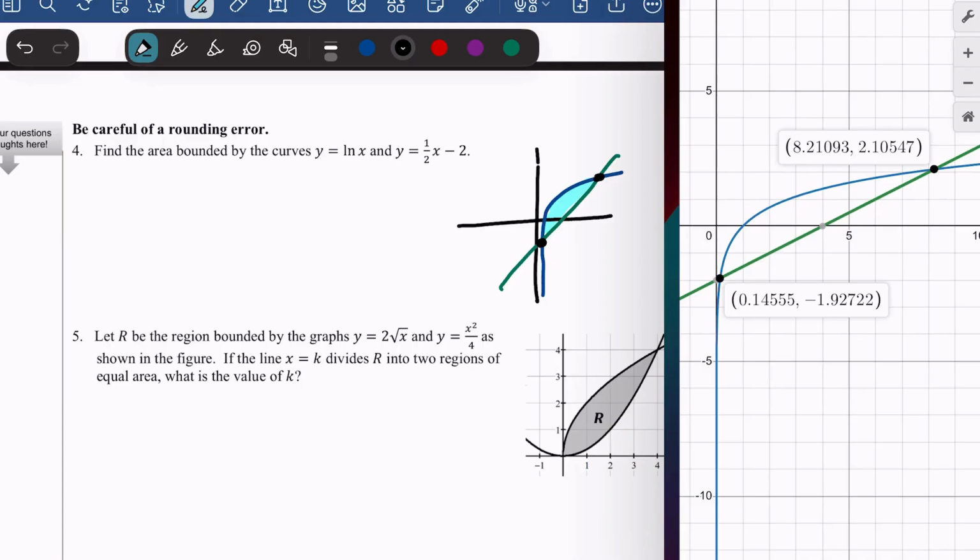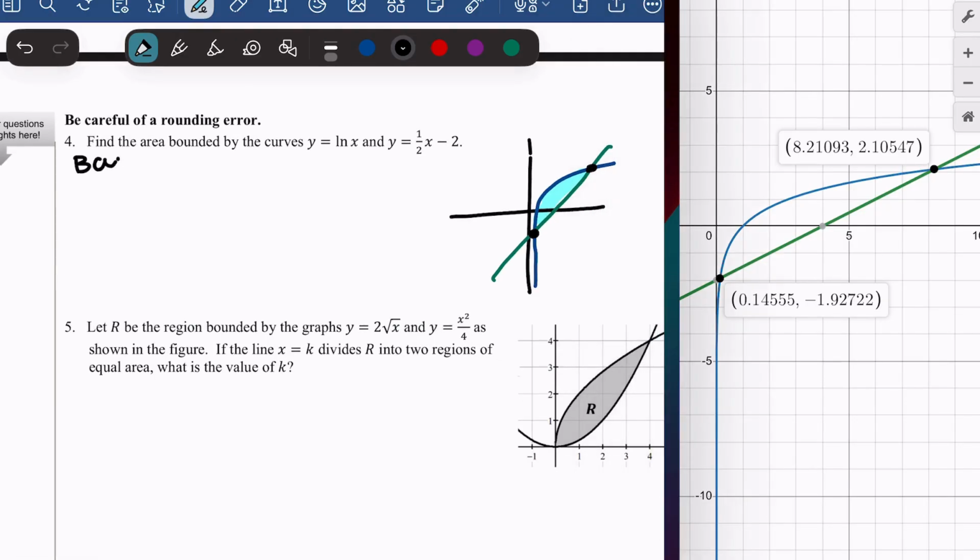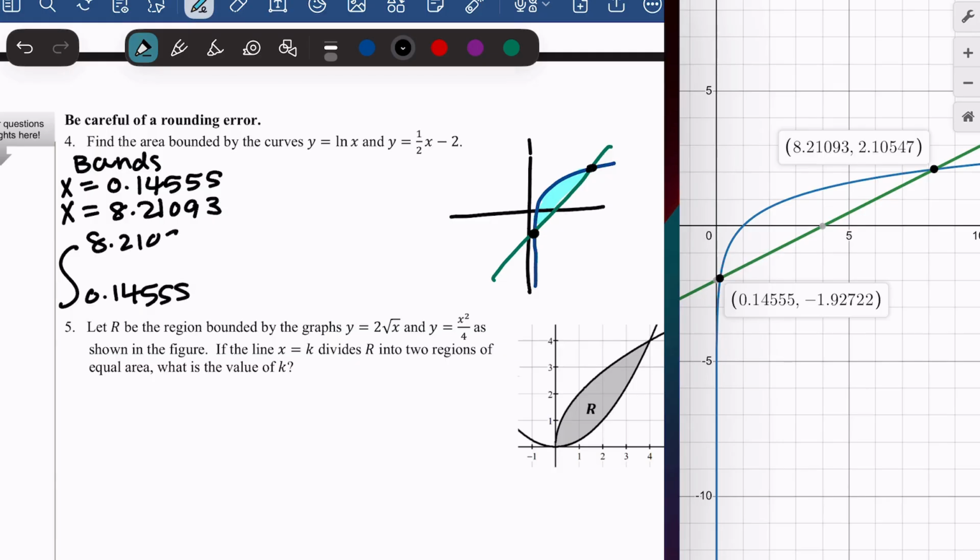So I'm going to state that my bounds is at x equals 0.14555 and x is equal to 8.21093. Which means I have the integral from 0.14555 to 8.21093 of which function first? Natural log of x minus my line, so 1/2 x minus 2 dx.